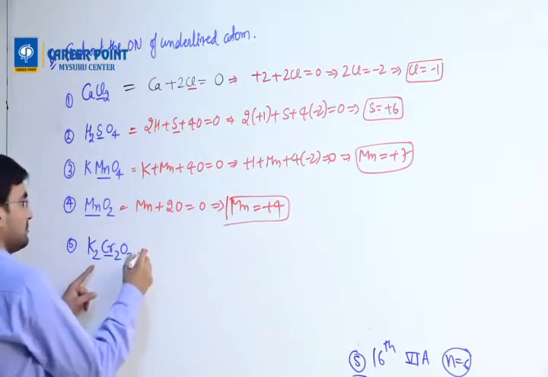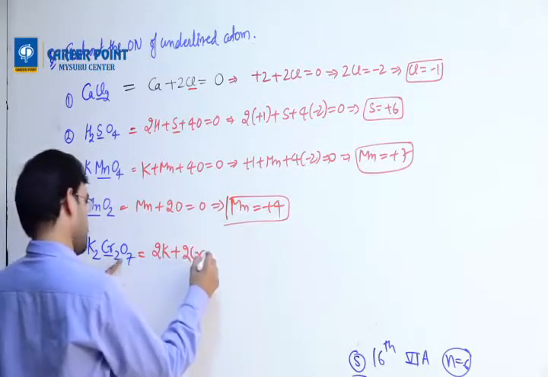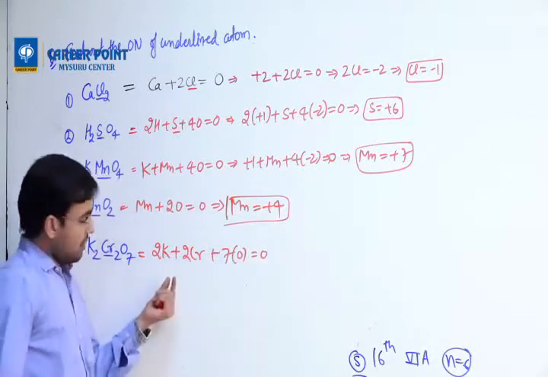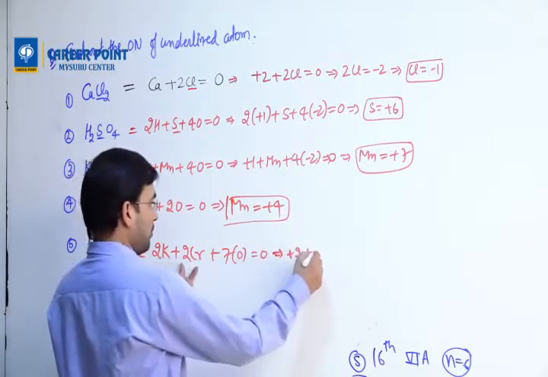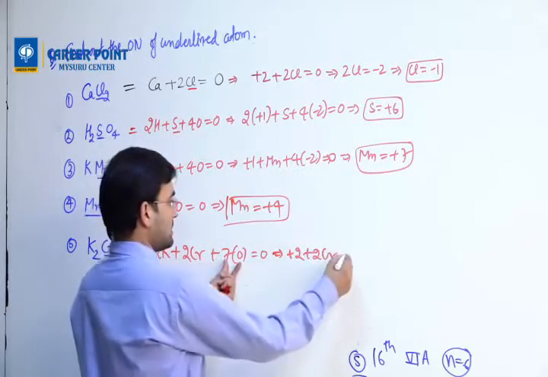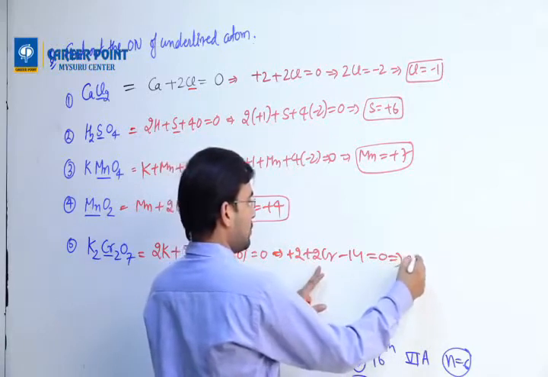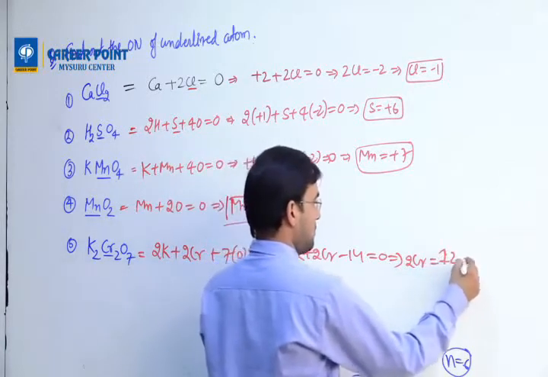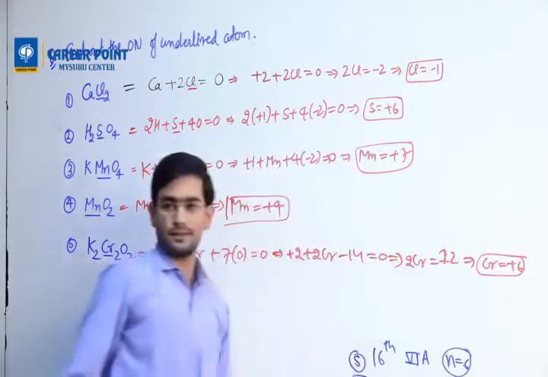Then we do this one. 2K plus 2Cr plus 7O equals 0. Plus 2 plus 2Cr, and this is minus 14, equals 0. So we get 2Cr equals 12. So Cr equals plus 6.